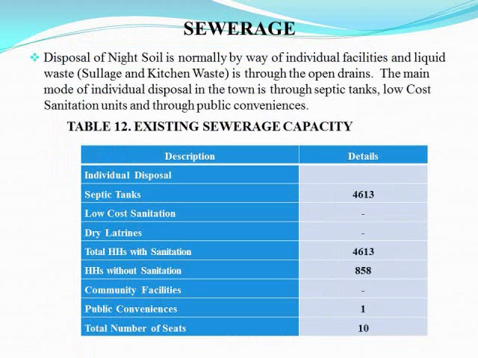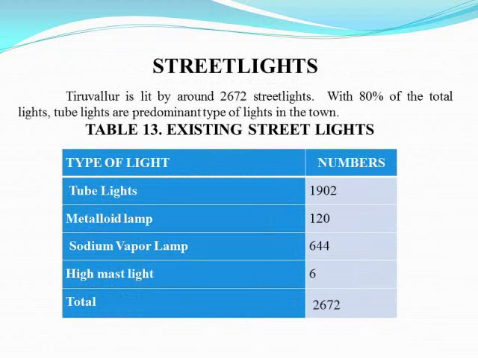And sewage. The main mode of sewage disposal is through the septic tanks, and the kitchen waste and the sewage is led through the open drains. And the table shows the existing sewerage capacity. Street lights. Tiruvallur town is lighted by 2,672 street lights, with tube lights as a predominant type of lights. And the table shows the existing street lights.